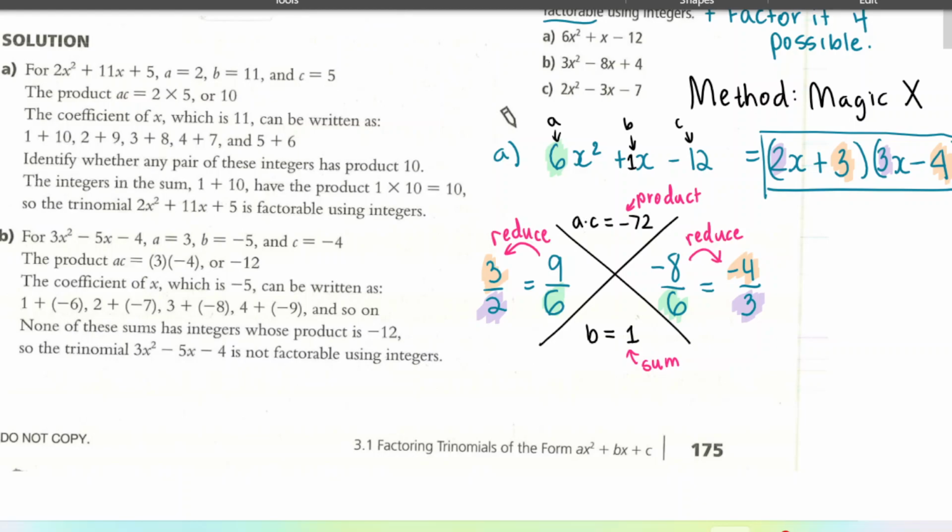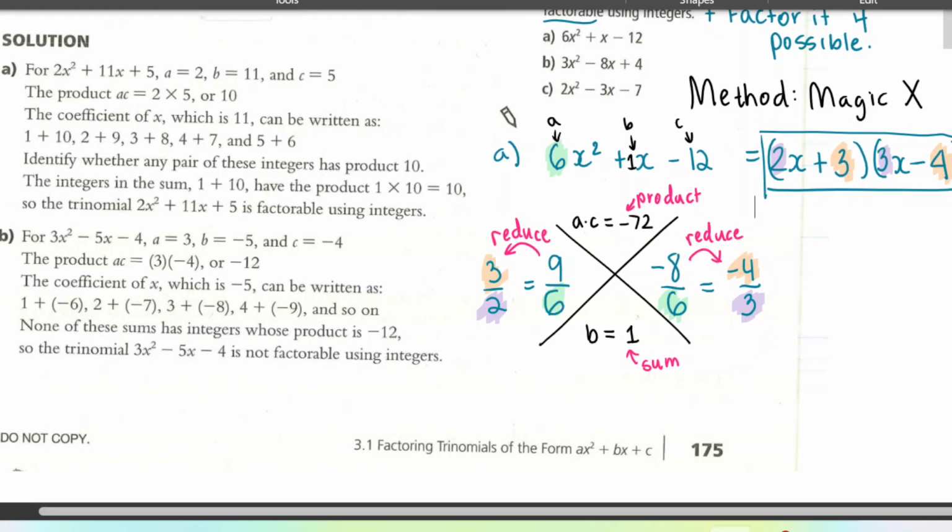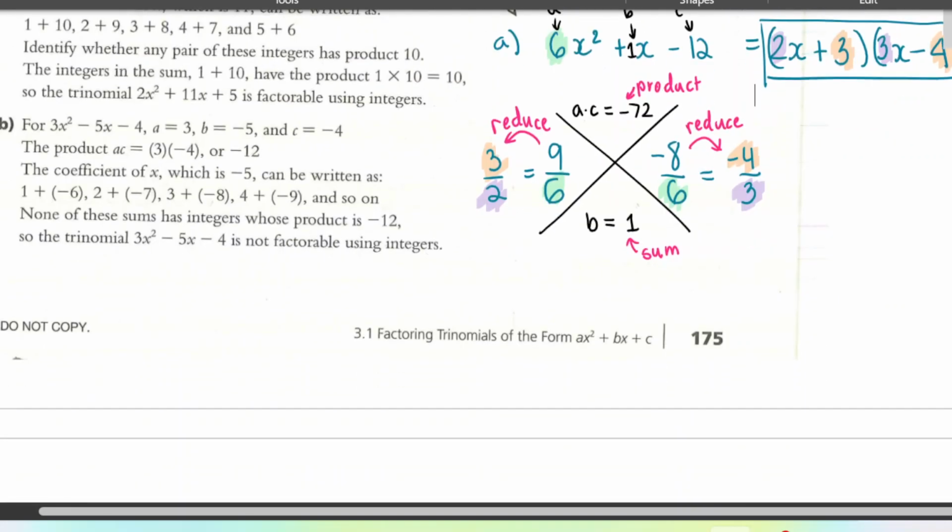Okay, let's just try this 2 more times. If you want, you can pause the video here and try some on your own, but you can also do them with me. Okay, let's scroll ahead again.